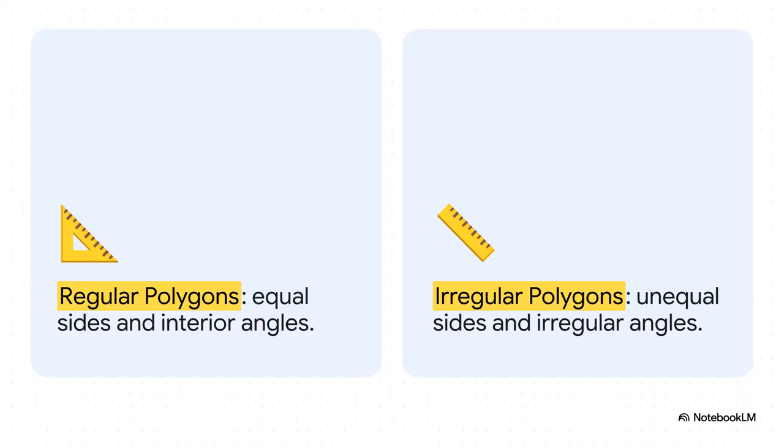And this perfectly illustrates the difference between our 2 main categories, regular and irregular. You can think of regular polygons as these perfectly balanced structures. Every single side is the exact same length, and every single interior angle is the exact same size. Irregular polygons, though, they're kind of the rebels. They have unequal side lengths and totally irregular angle sizes, which makes them just a bit more unpredictable.